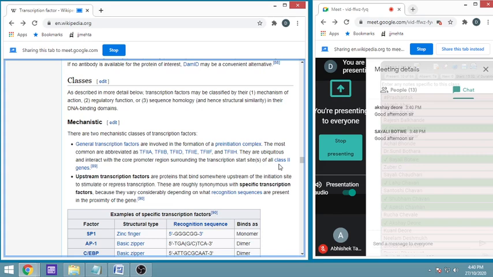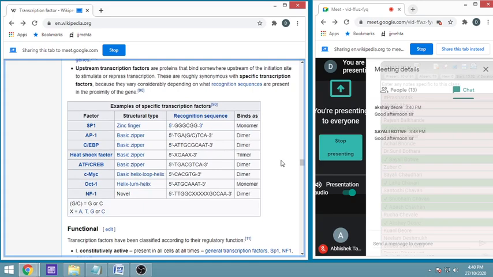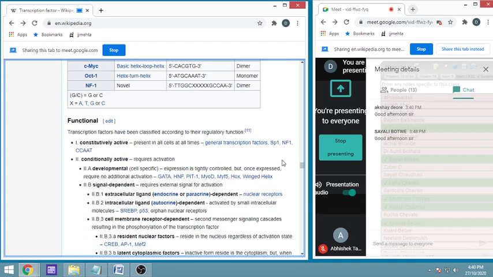But the upstream ones are specific factors, because they act only on specific sequences, and they depend on the recognition sequences present in the gene. So there is a variety of such agents which are upstream transcription factors. I will not go into all these details. There are so many functional classes. You can remember what the basic functional things are.